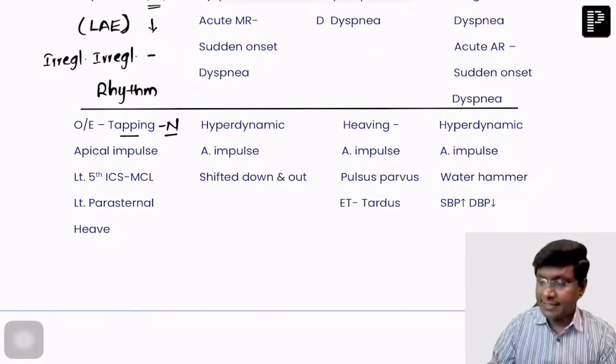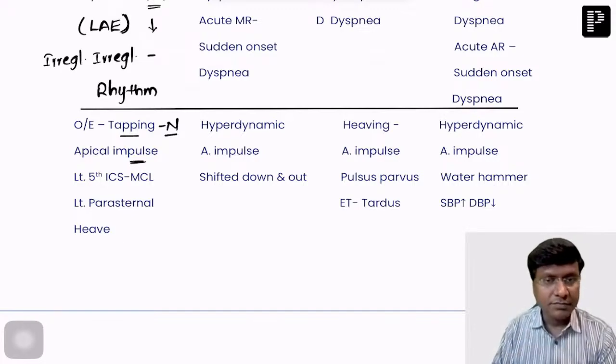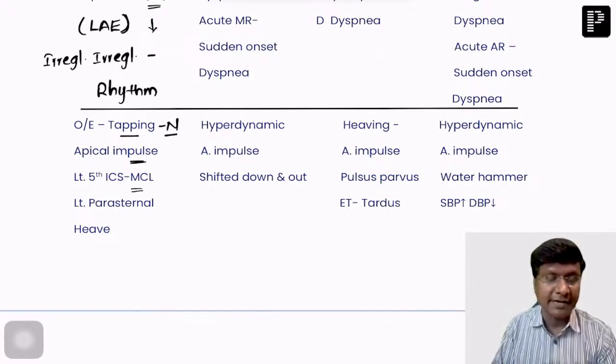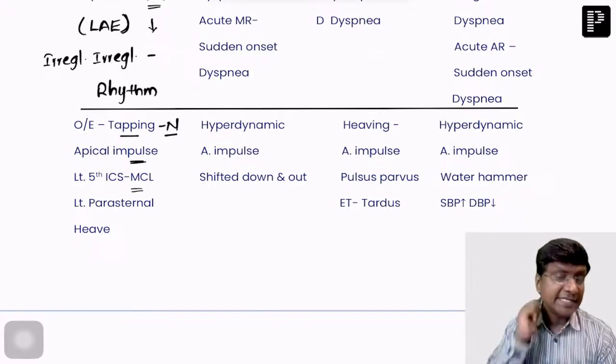All right. Then coming to the apical impulse, it is felt in the left fifth intercostal space in the mid-clavicular line. Okay, and it is a tapping type of apical impulse, which is a normal apical impulse.